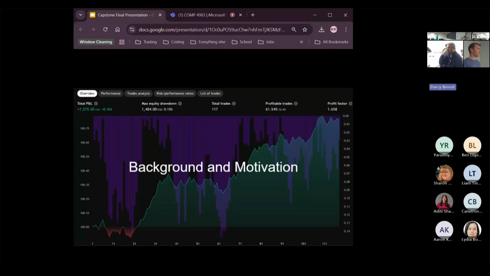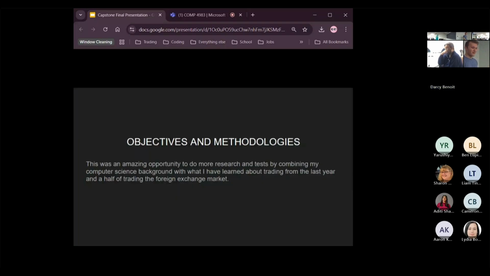So yeah, if that was too long a spiel, basically this project is about making money and using computers to do it. Objectives and methodologies. So what's this presentation about? Yeah, I guess basically I'm trying to use computers to make money, and that is by combining markets and the current trading knowledge that I've already developed, because I've been learning to trade the foreign exchange market for the last year and a half, and also my background in computer science, which is programming.